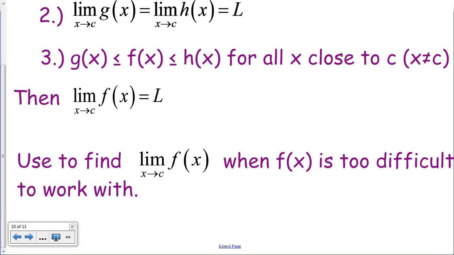The limit as x goes to 0 of sine of x over x. I don't have any algebraic technique I can use to simplify that any further. Instead, I'm going to rely on this theorem to prove that that limit is equal to 1, by finding two other functions whose limits are 1 that this function is squeezed between.